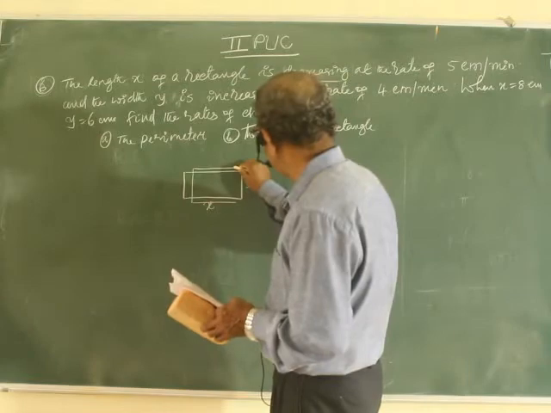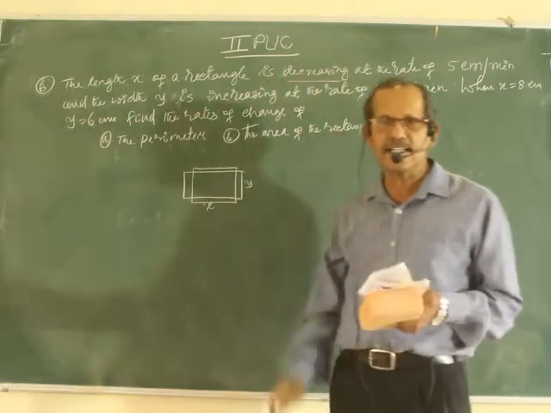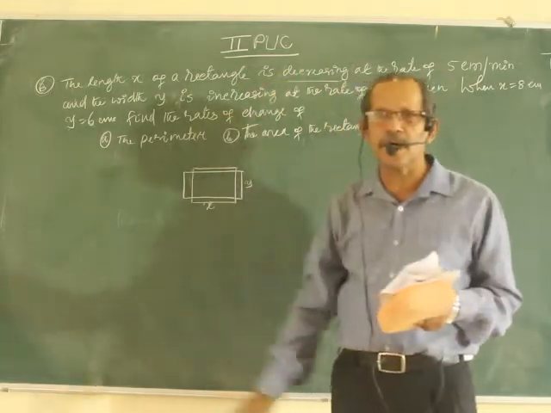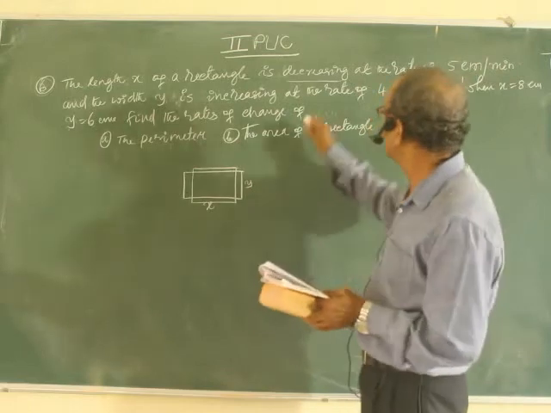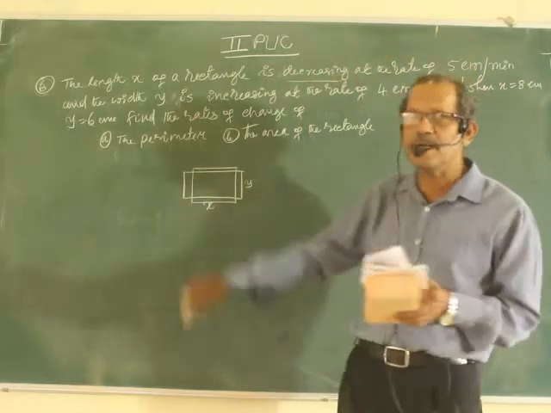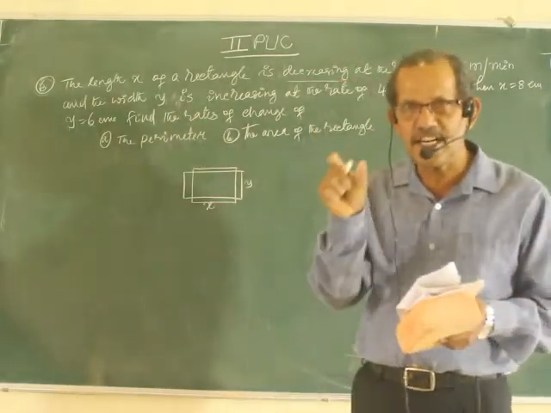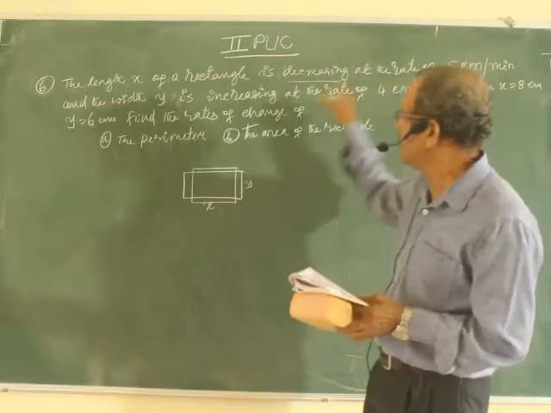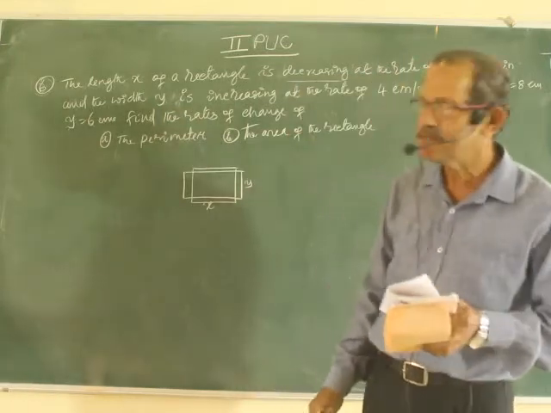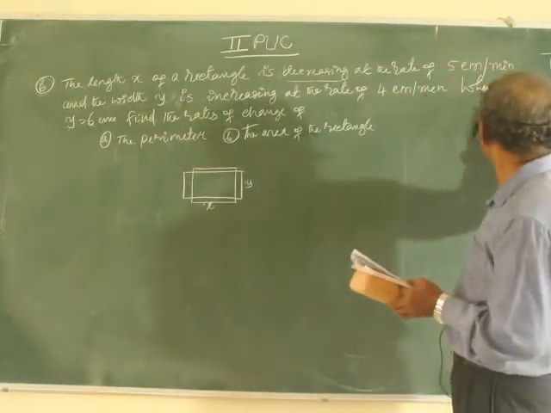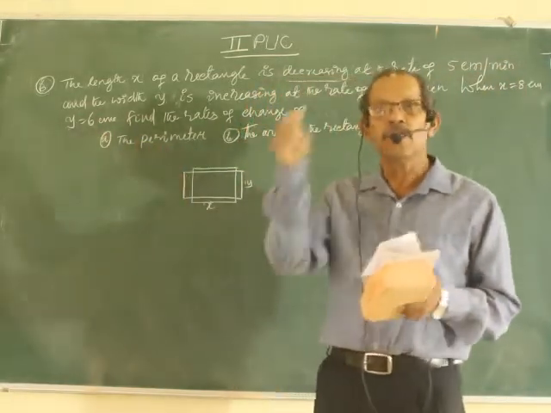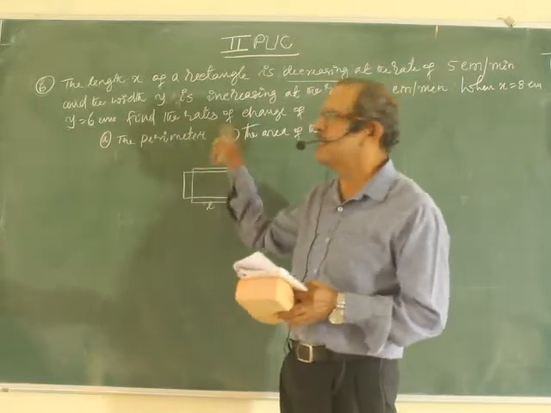At one particular moment it is like this. Length decreased, width increased. So this process is going on continuously. Length is decreasing at a constant rate, 5 centimeter per minute. Breadth is increasing at the rate of 4 centimeter per minute. When the length reaches 8 centimeter, width reaches 6 centimeter, what is the rate of change of its perimeter?